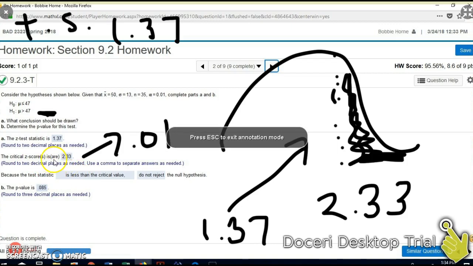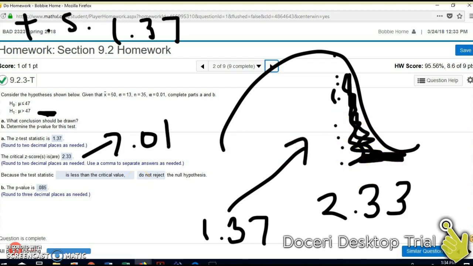So what that means is the critical z-score we looked up on the table is 2.33. Because our test statistic is less than this critical value, we can't reject it. Only if it's in this area, if it's greater than 2.33, can we reject it.